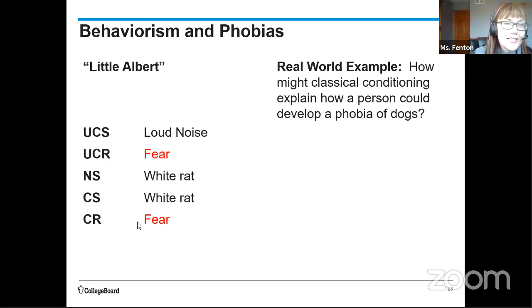So now think about this in the real world. How might classical conditioning explain how a person could develop a phobia of dogs, just the way Little Albert developed a phobia of a white rat? And remember your hint: fill in the responses first, and they will be involuntary and the same or similar.